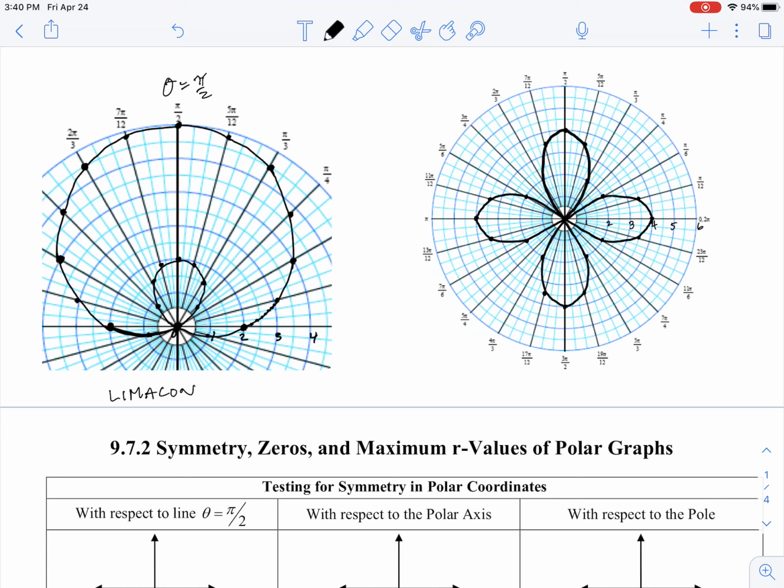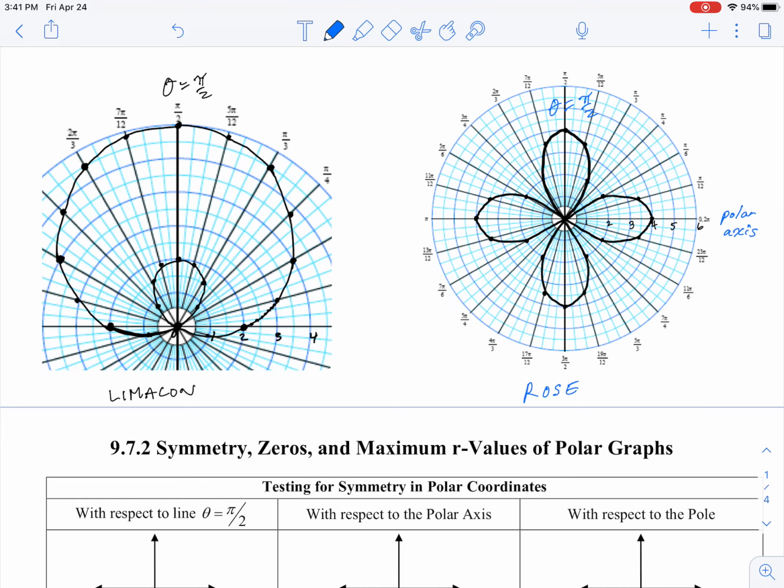If we think of this in rectangular terms, this would be similar to saying it's symmetric with respect to the y-axis. Let's take a look at this second graph here. This second graph is what's known as a rose curve, or rose petal curve. And in this graph, we can see that it demonstrates a couple of different types of symmetry. Again, this one is also symmetric with respect to the angle pi over 2. But we can also see that it's symmetric with respect to what we call the polar axis. And in rectangular terms, we think about this as our x-axis.